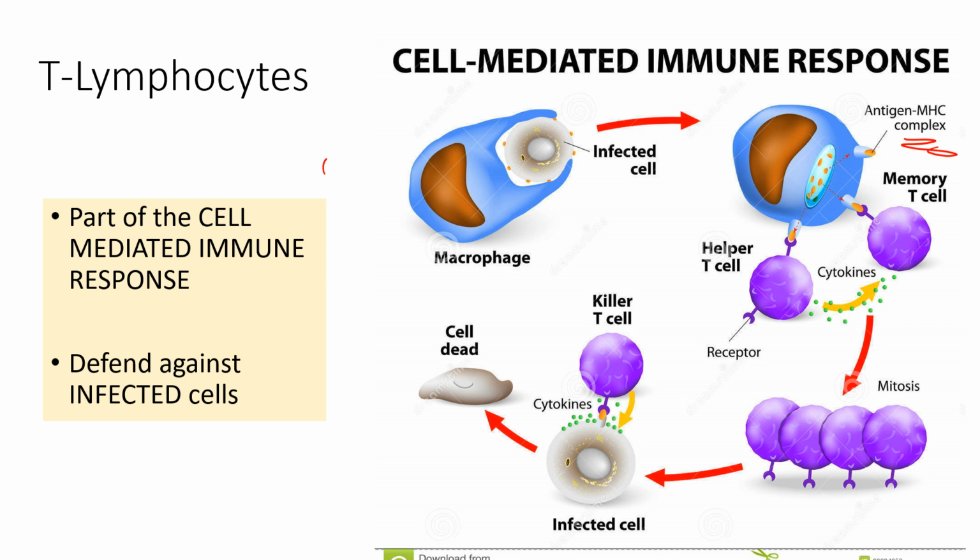T cells are then going to be responding to that antigen on the surface of that antigen presenting cell. And T cells are going to secrete cytokines. That's going to cause more T cells to reproduce. And then your infected cell will then die.